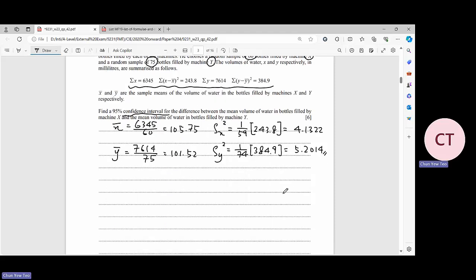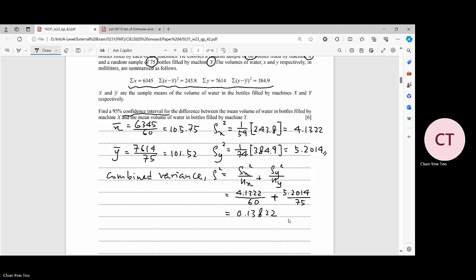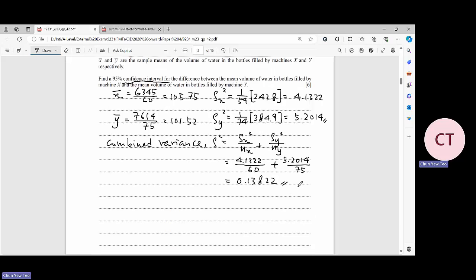Okay, so we need to have these two things ready first. Then we need to combine these two samples into one, so we have a combined variance. S squared will be Sx squared over Nx plus Sy squared over Ny. So it will be 4.1322 divided by 60 plus 5.2014 divided by 75. Press the calculator, you will get 0.13822.